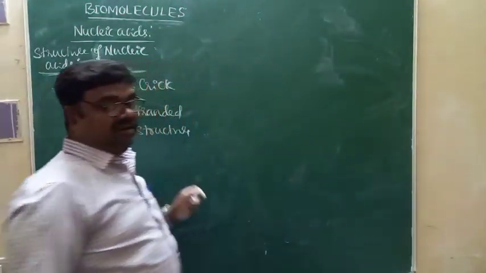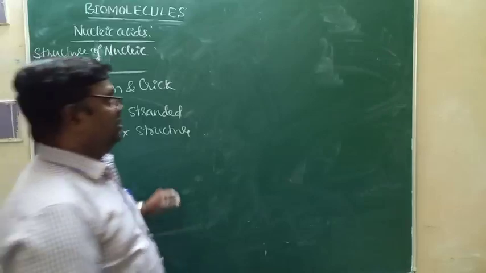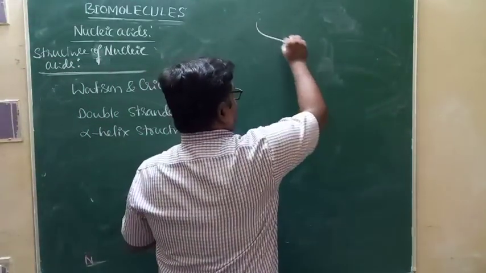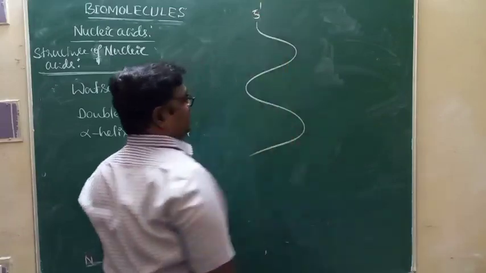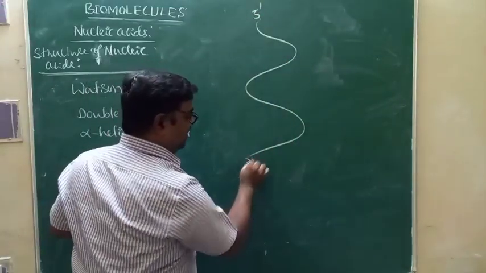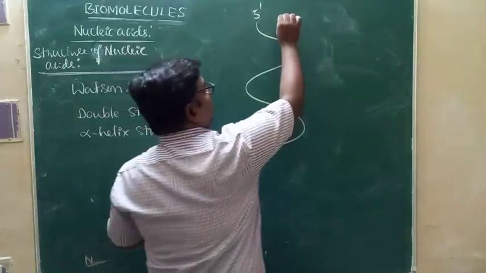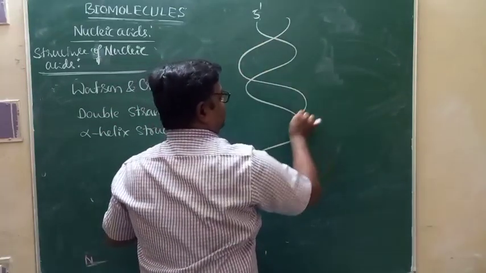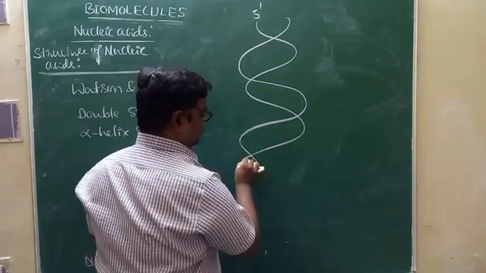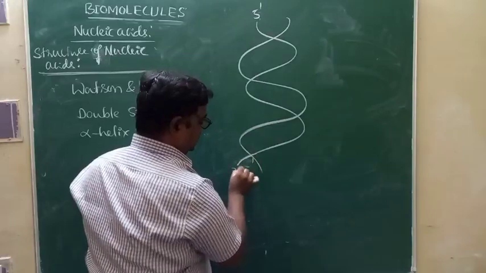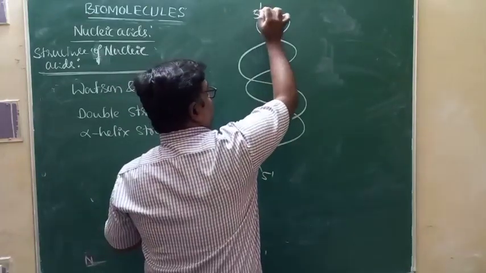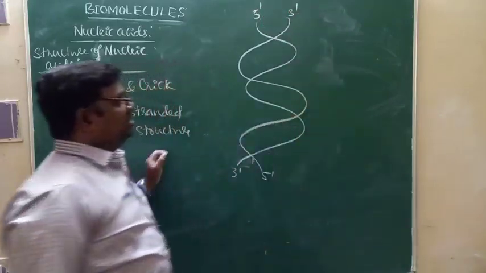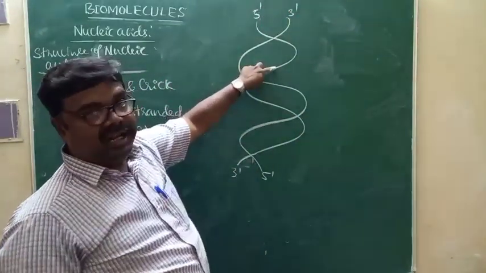Let me represent the schematic picture of the DNA molecule. Look at this. This is one strand. If I say this is the 5' end of the nucleic acid, this will be the 3' end. Look at the other strand. It will run in the opposite direction. This is the 3' end, this is the 5' end, and of course this will be the 3' end. Two strands are running in opposite directions.